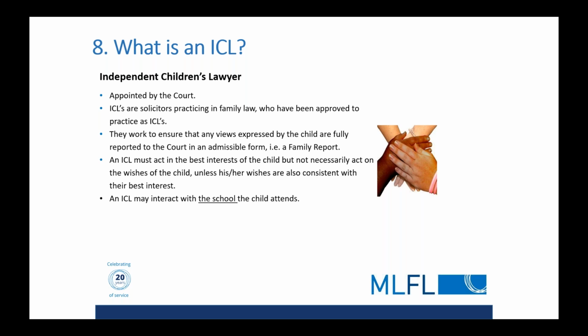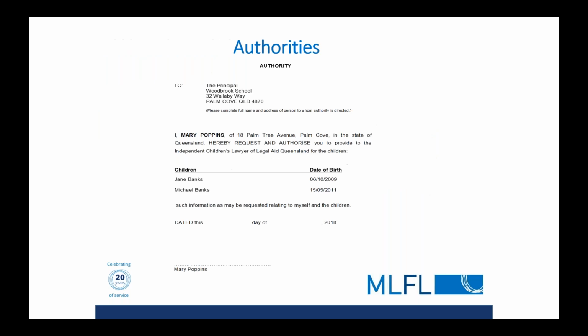You may find you have communication with an independent children's lawyer, and this is because when an independent children's lawyer is appointed to a matter, they'll send each of the parties a number of authorities which they ask them to sign and return. And usually one of these authorities is directed to the school. This is what one of those authorities will look like.